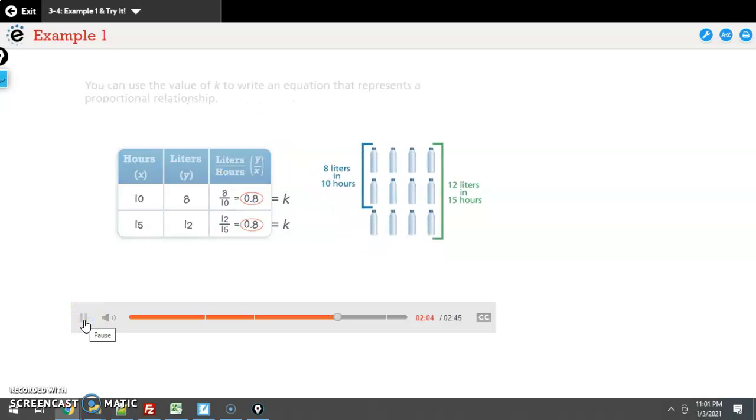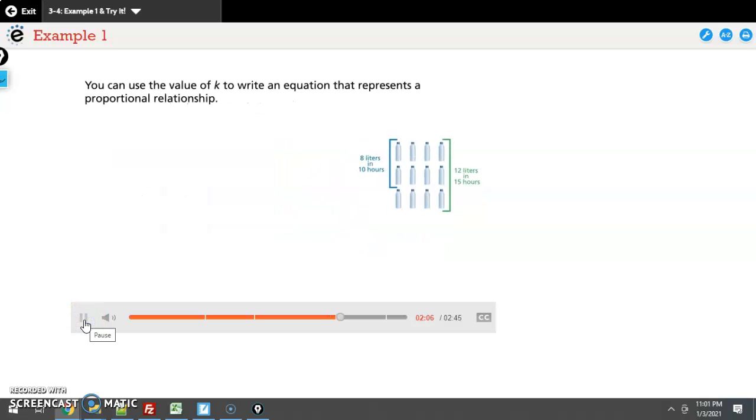So now what's our equation? You can use the value of k to write an equation that represents a proportional relationship. Recall that the constant of proportionality is equal to the ratio of y to x. Multiply each side of the equation by x. Rewrite the equation.